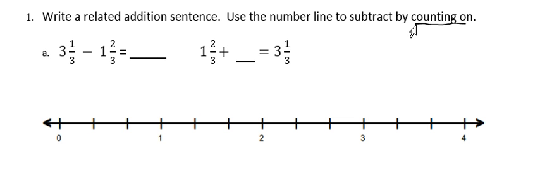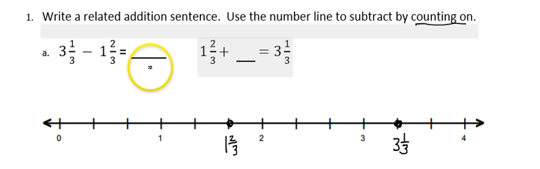So I'm going to start by plotting both fractions on the number line. So I'll find 3 1/3 and I'll mark that. So I'm at 3 1/3 here. And then I'll also plot 1 2/3. So 1 2/3 is right here. If I find the difference between those points, that would be the answer to my subtraction problem.